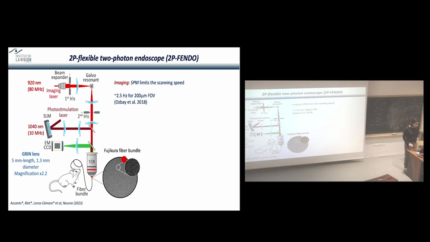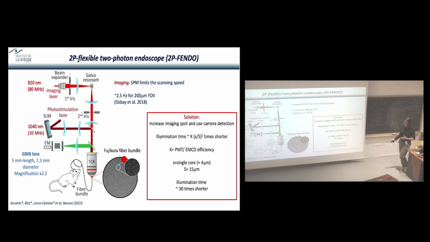So do we really need to scan one core at a time, or can we shape the light so we can illuminate multiple cores at the same time? And so again, because we illuminate multiple cores at the same time, this will work. In principle, we can increase the time efficiency: if we increase the spot from 5 to 40 micrometer, we can get an illumination time 30 times shorter. So in principle, we could go up to 50 hertz. Yes, almost done.